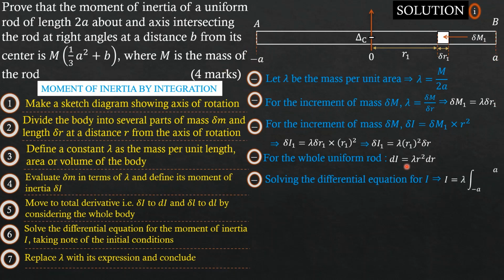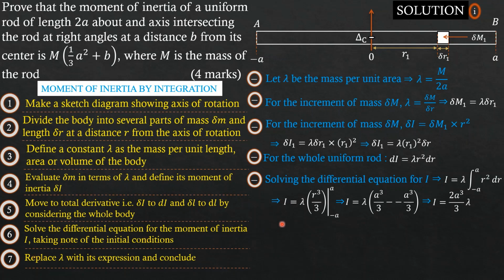So from there, if you integrate both sides, integrate the left hand side, you get I. Integrate the right hand side, lambda is a constant. Now r, we are integrating with respect to r, so it is from negative a right up to a. Now basically, fundamental theorem of calculus, integrating r squared, you get r cubed on 3. Now input our limits of integration. Inputting, we have a cubed on 3 minus negative a cubed on 3, and we get 2a cubed on 3 times lambda.